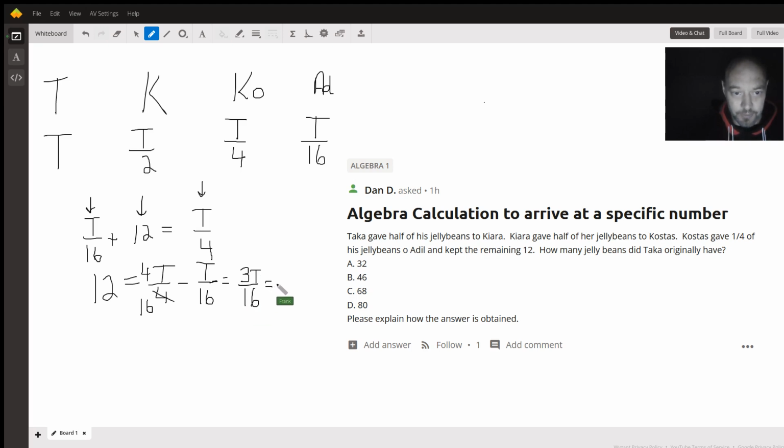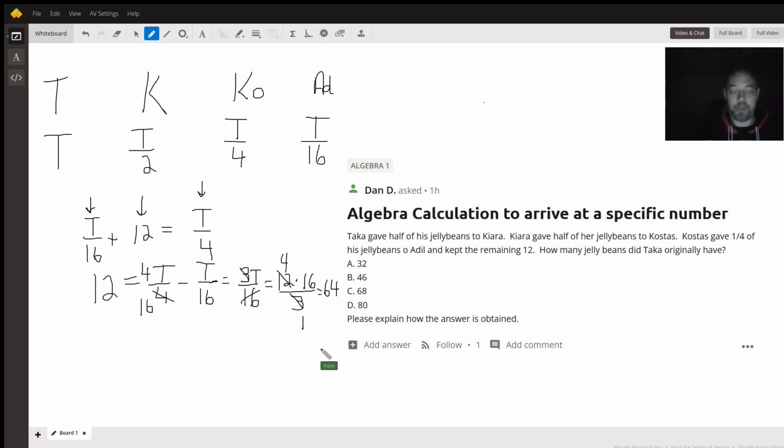I'll just write it here so everything is right near each other. And then to solve for T, multiply both sides by 16, and divide both sides by 3 to get rid of it on the left. Now you can do some canceling. 3 goes into 3 once. 3 goes into 12 4 times. 4 times 16 is 64.